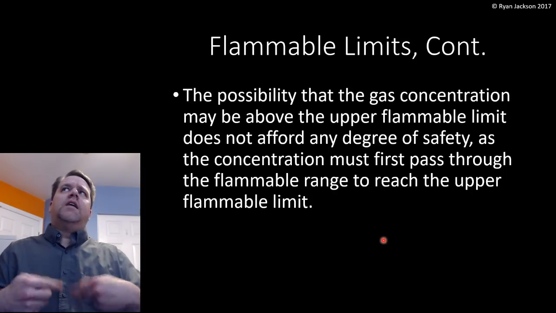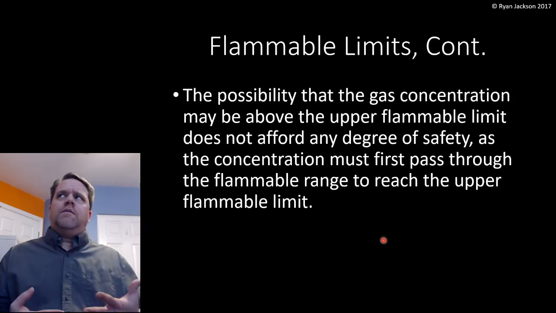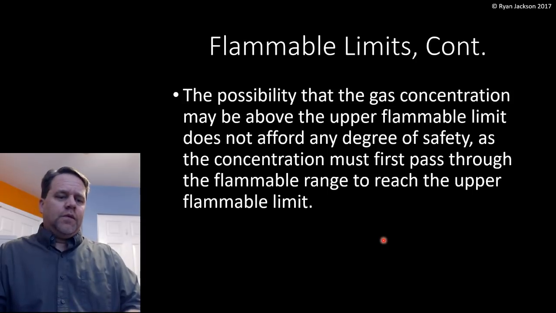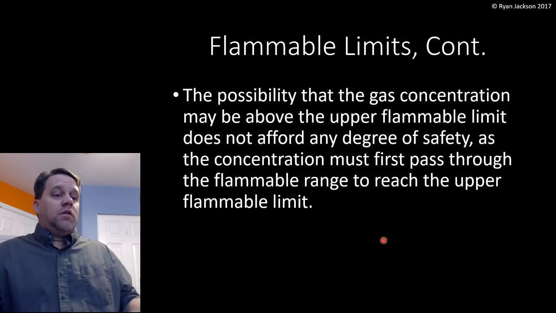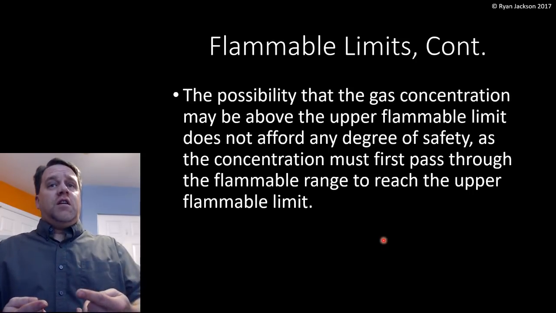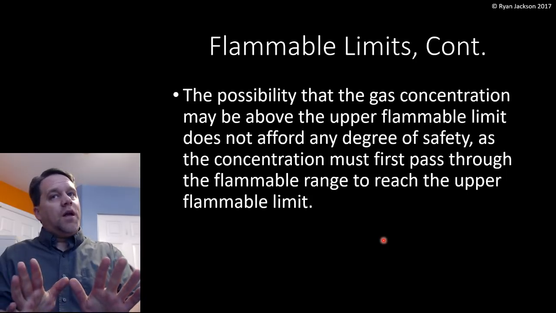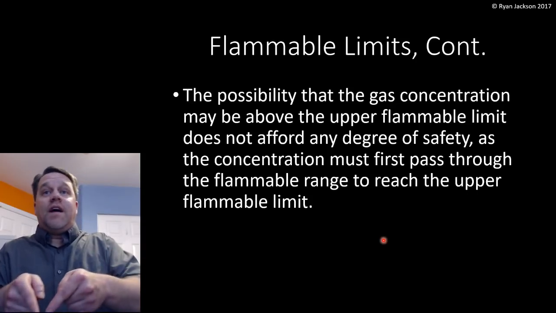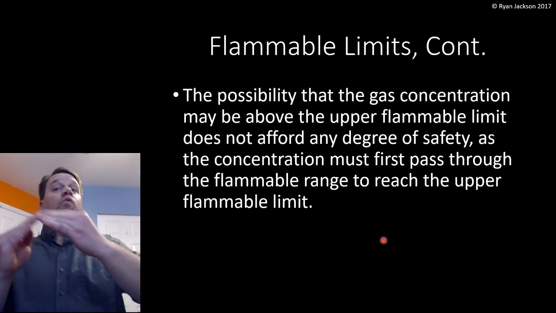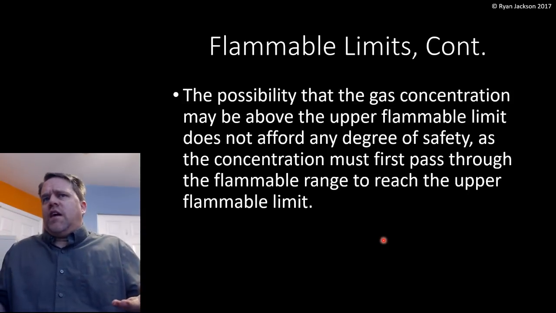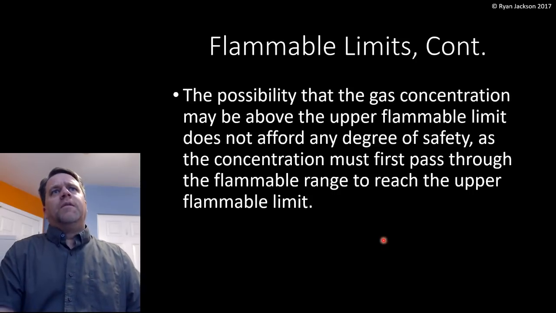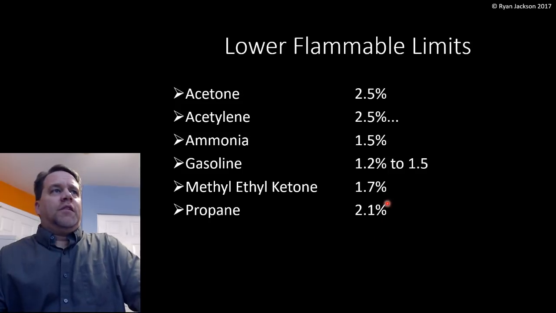In other words, what if I told you that you can only have a car accident if you're going 58 miles per hour? Well, if I never exceed 55, then I would be safe, right? But what if I said, well, as long as I'm going 60, I could never have a car accident either? Well, but wait a minute. In order to get to 60, at some point you were doing 58, and you could have had an accident, right? So to say that it's too rich to burn really doesn't give you any safety, because at some point, in order to get there, you were not too rich to burn. So I only concern myself with the lower flammable limits.